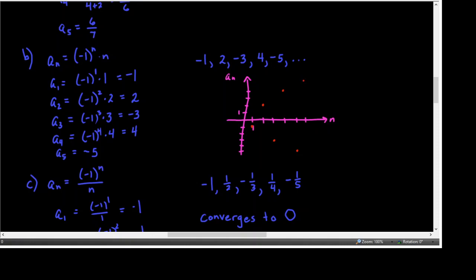And you can see that this one is not headed toward a real number. They're oscillating, and these are getting further and further away from 0. So they're not converging toward 0. So what we'll say here is that this one diverges. If it doesn't converge, then we'll say it diverges.